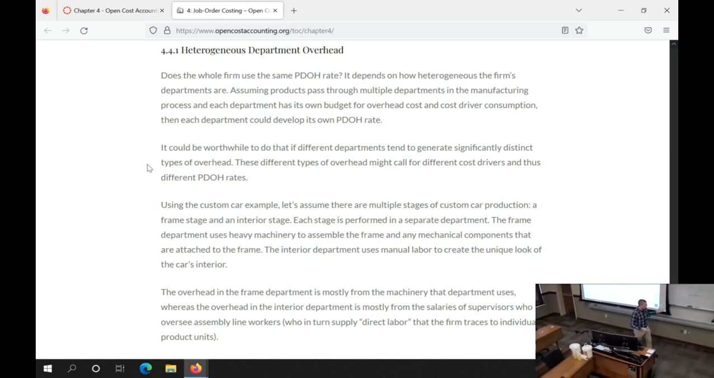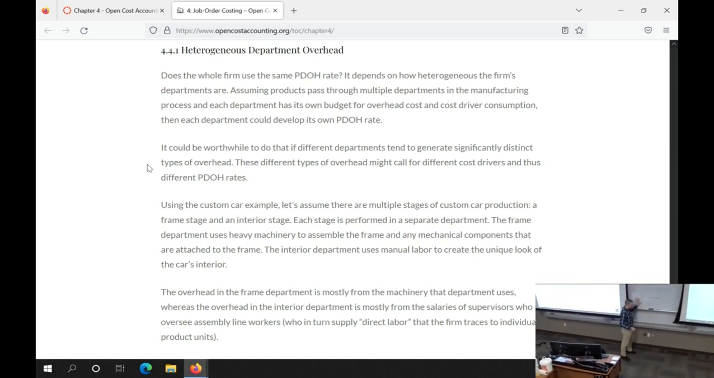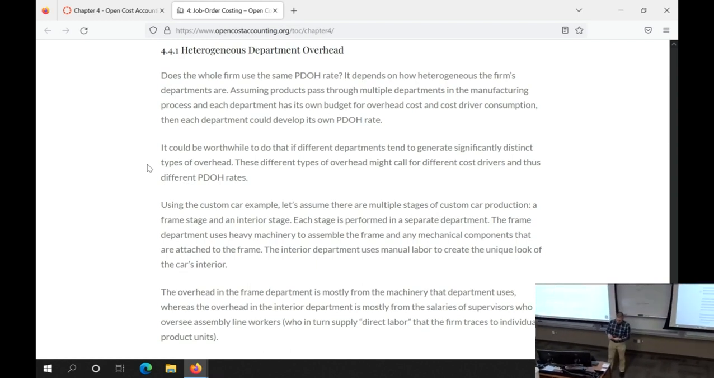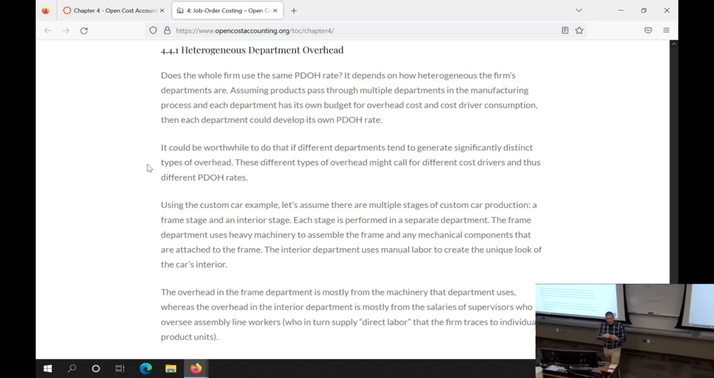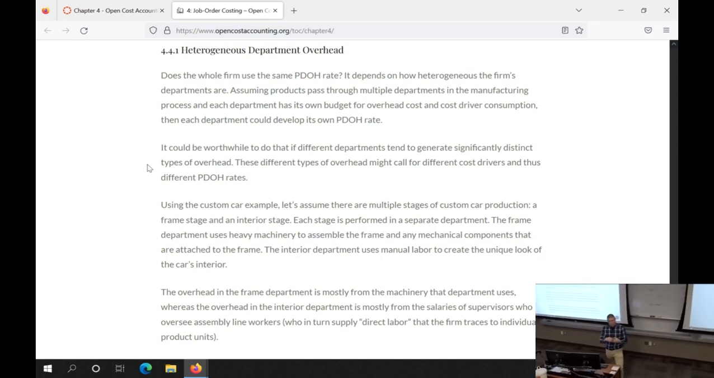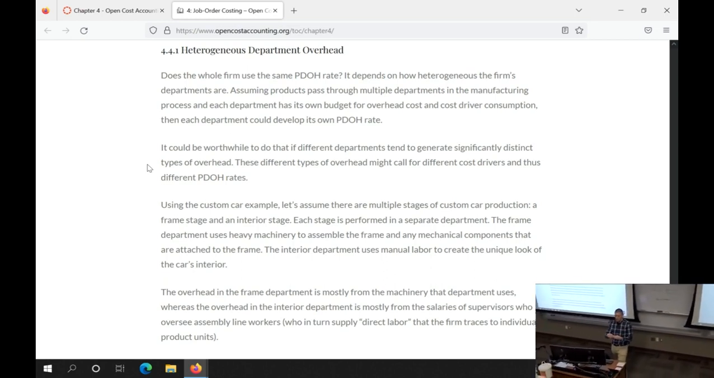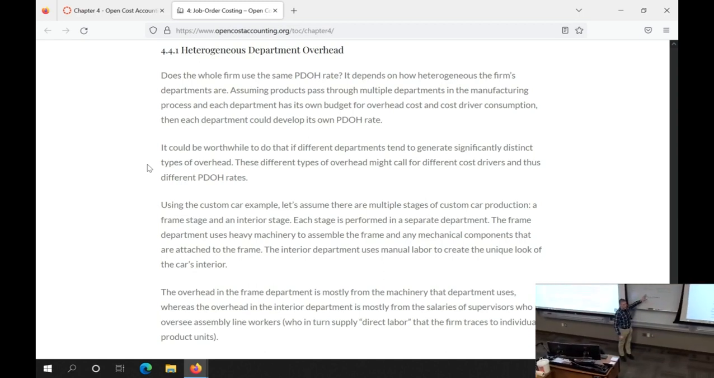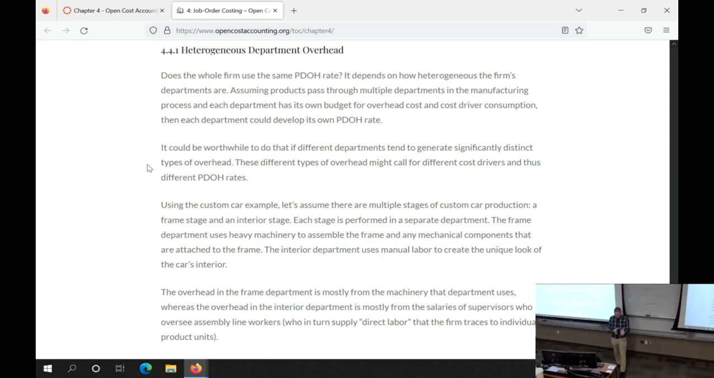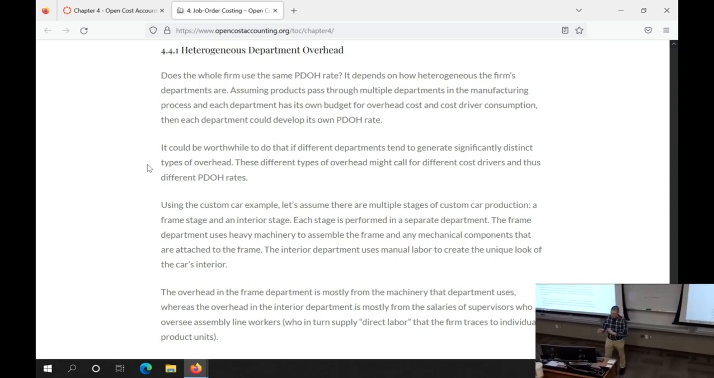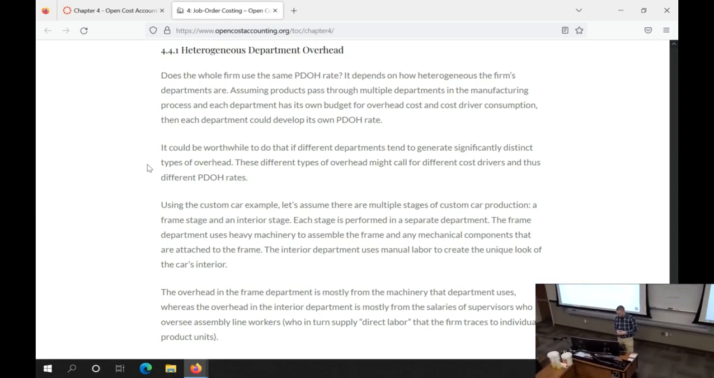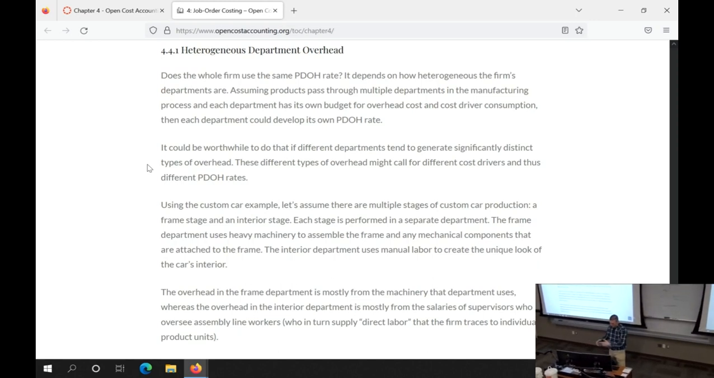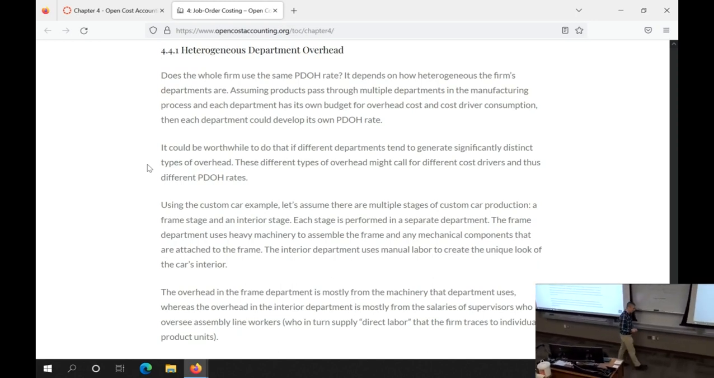And so one department, maybe in one department we have the majority of the overhead is that supervisor salary. Supervisor salary is a really big overhead in this department, so we're going to take all of that overhead in that department and tie it to direct labor hours because we think supervisor's time and effort is correlated to the direct labor hours spent on a particular widget as it comes across the factory floor.